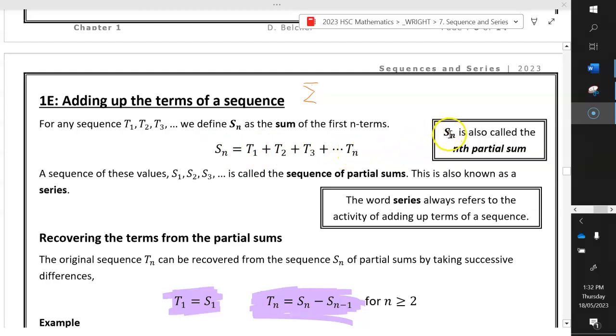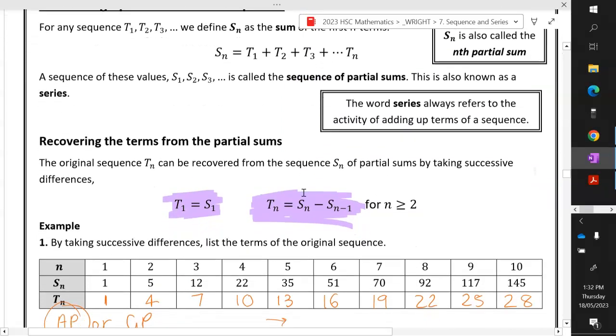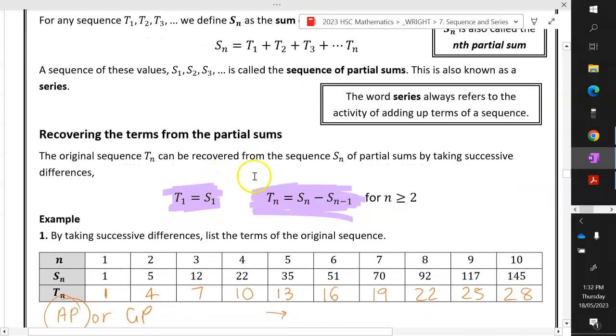S of n is also called the nth partial sum. So we could sum our terms at any point along in this sequence. So we could find the sum to 3 terms, for example, or the sum to 8 terms. A sequence of the values S1, S2, S3 is called the sequence of partial sums, and it's also known as a series. Okay.